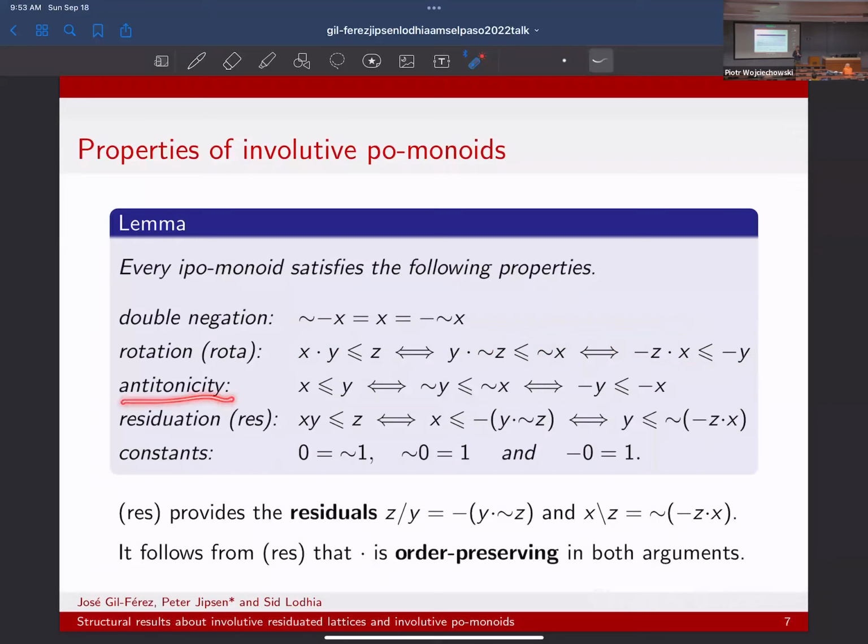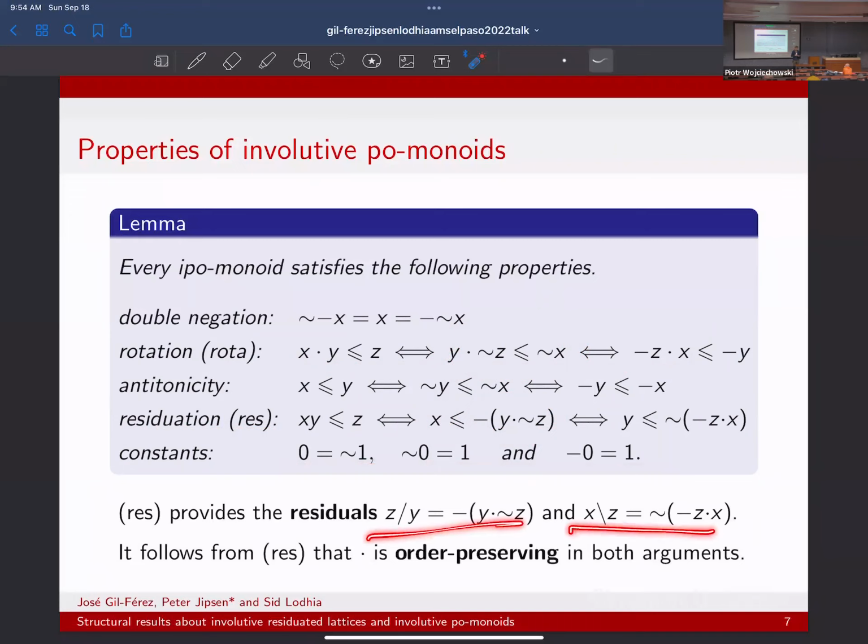And then it follows that you have antitonicity. That's very easy. You just plug the identity in for one of the three variables in the right place. And you do residuation. Well, you get residuation from the rotation axiom by applying minus to this equation. Then you get x on this side is less than minus the remaining part, and this is now the residual. It's how the residual is represented in involutive residuated lattices.